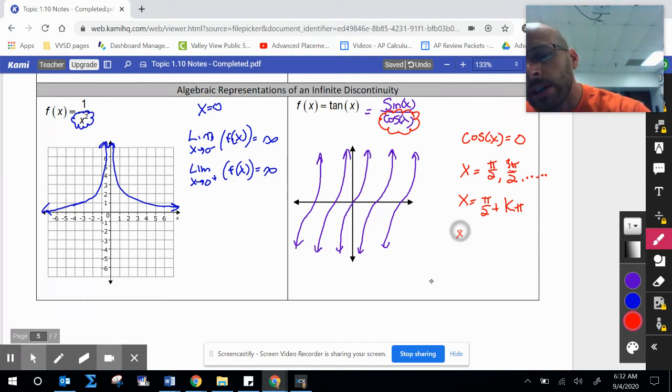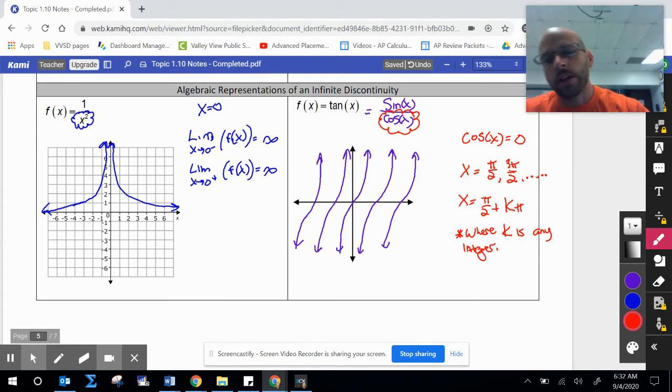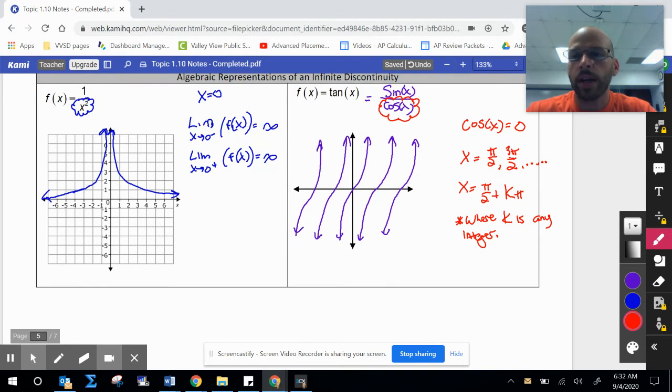Now, because I created a dummy variable, I do need to state that k is any integer. If you create a variable, you can't just create one and walk away from it. You have to define what it is. No one's going to make the assumption that it's an integer, because it could be a real number, it could be a decimal fraction. So we need to define exactly what we're talking about. k is an integer, positive or negative.